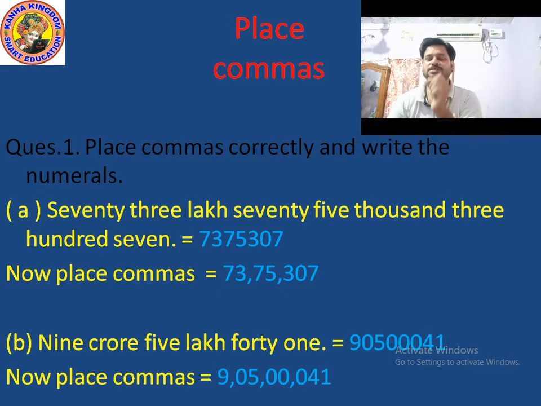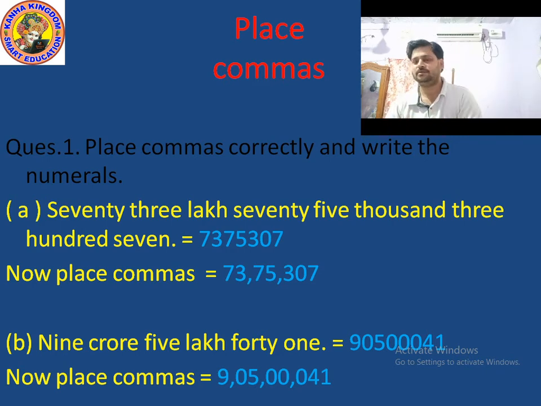73, 75, 307 means 7 in ones place, 0 in tens place, 3 in hundreds place, comma. This is from the right-hand side. Now 5 in thousands place, 7 in ten thousands place, comma, 3 in lakhs place and 7 in ten lakhs place. And if we read from the left-hand side, it is 73, 75, 307. Clear?